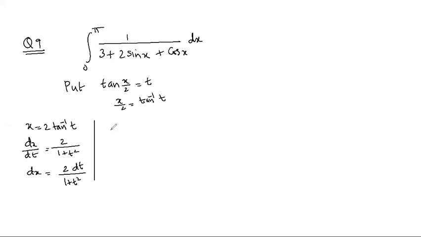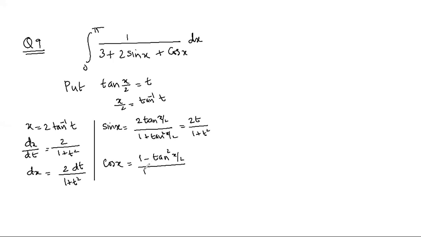Now sin x in terms of t. Tell me how to write sin x in terms of t. That means you need to write sin x in terms of tan x by 2. What will be your answer? 2t upon 1 plus t square. 2 tan x by 2 upon 1 plus tan square x by 2. This is also not required. Directly you can write 2t upon 1 plus t square. It is not required to write this formula. I am writing this formula because if some student has not followed, you can follow it. Cos x will be replaced by this.